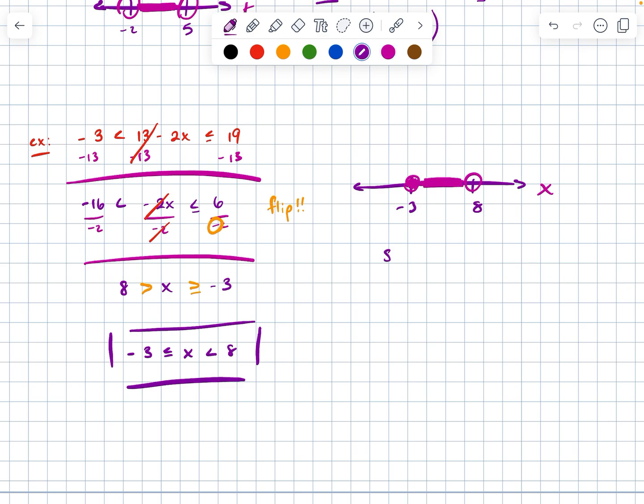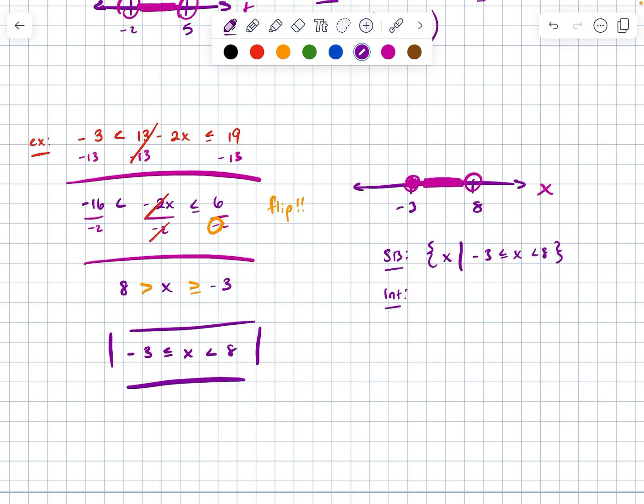Let's give ourselves our set builder and our interval notation, and then we'll do something a little different. Set builder notation. Well, I want the set of values of x. Specifically here, what do I know about x? It needs to be between that -3 and that 8, including the -3.